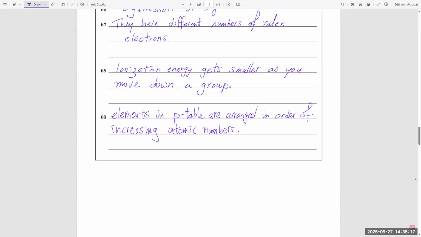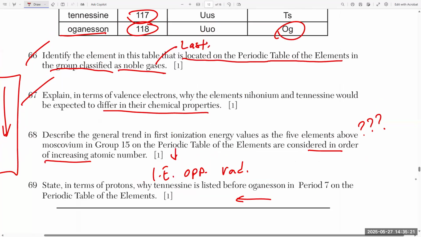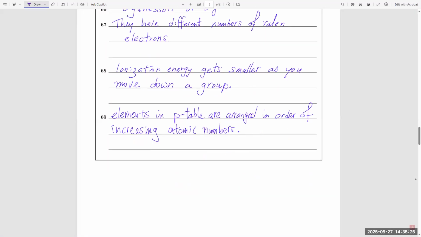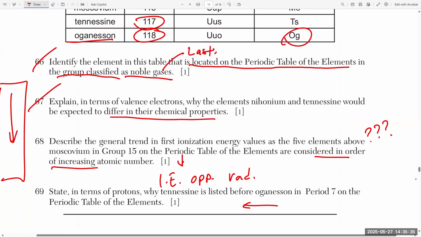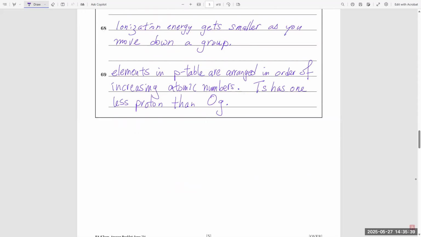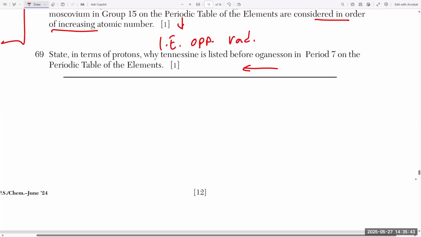And then what are the two that I can't remember the name of? 117 is what? Tennessine, TS, has one less proton than OG. Okay, so that's 69. Let's go to 70.